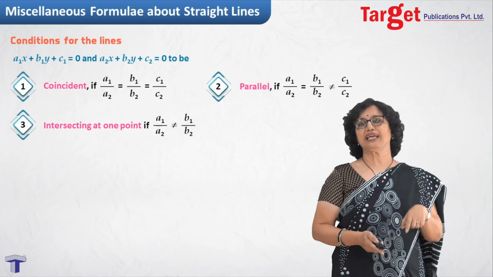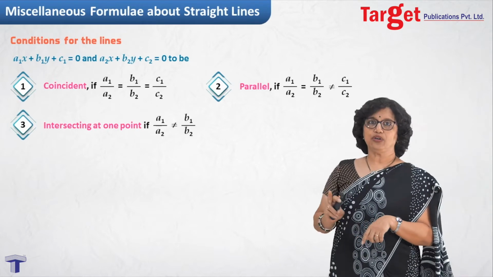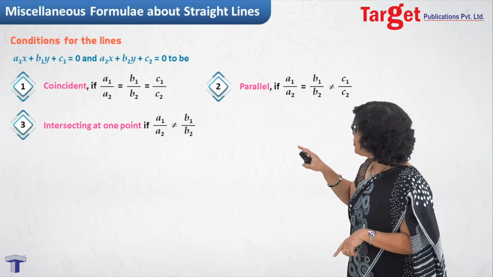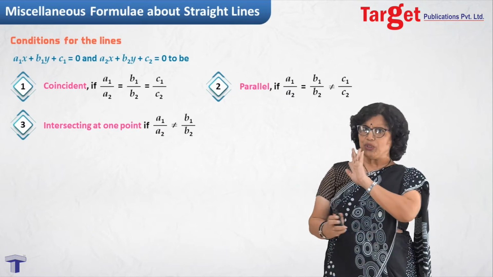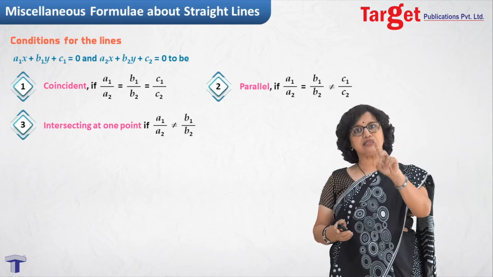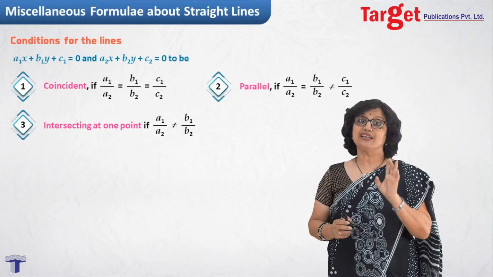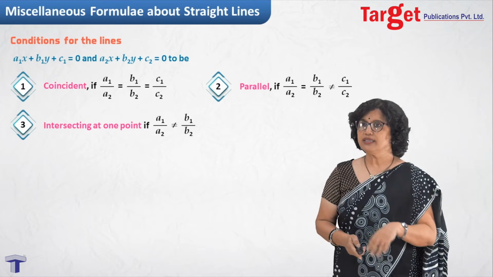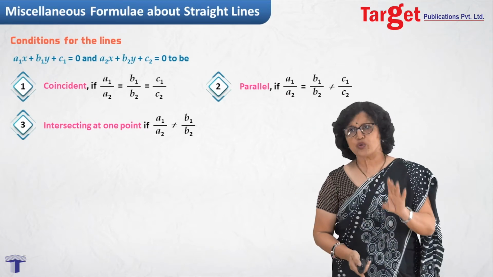Let us move to the next one. Intersecting at a point. Two lines meet at a point, and for that A1 upon A2 not equal to B1 upon B2. The reason is very clear, their slopes will not be equal. When lines are intersecting at a point, their slopes must not be equal. That is why they intersect only at one point. I think this explanation is good enough.